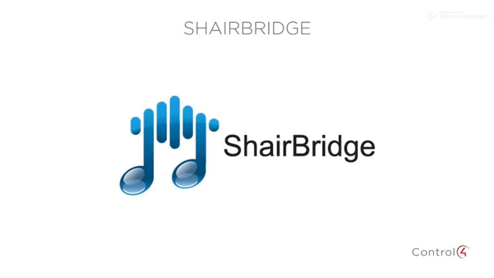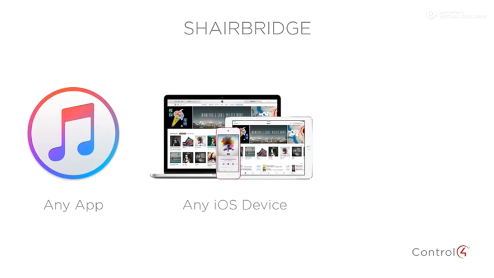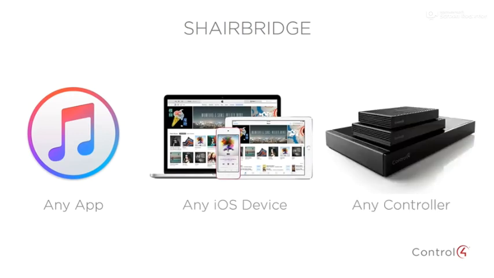ShairBridge is Control4 software-based implementation of AirPlay, allowing AirPlay-enabled devices to stream audio directly to a Control4 system. Any app on any iOS device or through iTunes can be streamed over AirPlay directly to a Control4 controller. ShairBridge enables audio distribution of your customer's personal media library and any streaming service, including those not implemented natively through the controllers, such as Spotify, SoundCloud, or Apple Music.